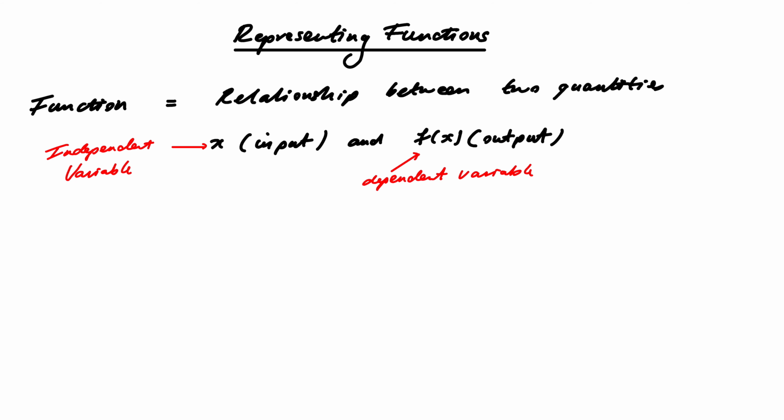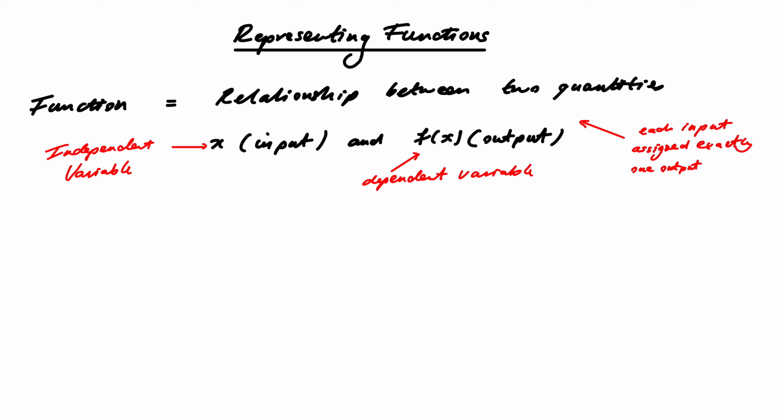And something to say, the inputs and outputs, each input is assigned exactly one output. You can't have more than one output for a given input. So you can't have a situation where you have two potential outputs for a single input. That's not allowed. That's not what a function is.